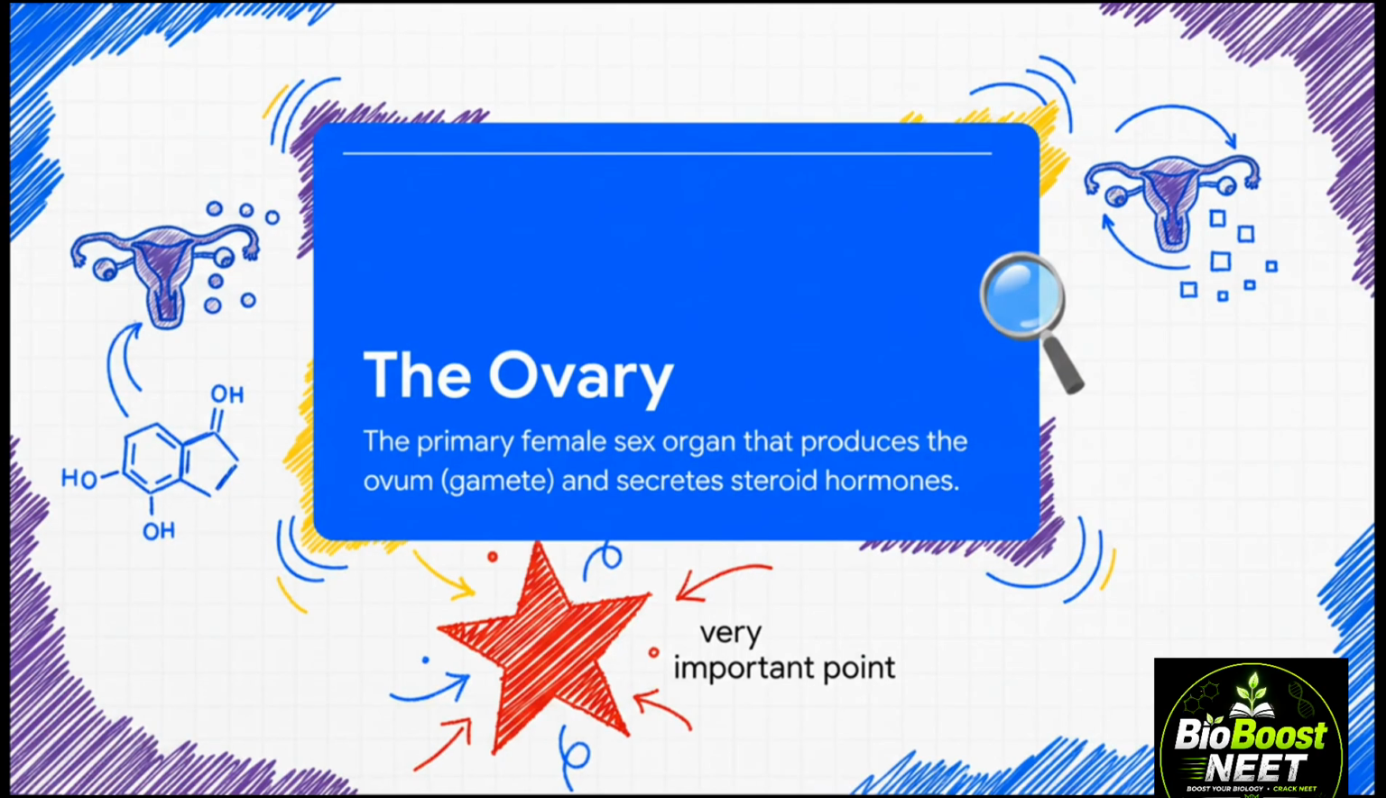Now, if there's one thing you absolutely must remember about the ovary, it's this. It has a dual function. This is a very, very important point. First, of course, it produces the female gamete, the ovum. But second, it's also a major endocrine organ. It produces crucial steroid hormones like estrogen and progesterone, which pretty much run the entire show. So, it's a gamete producer and a hormone factory. Please, make a star next to this in your notes.